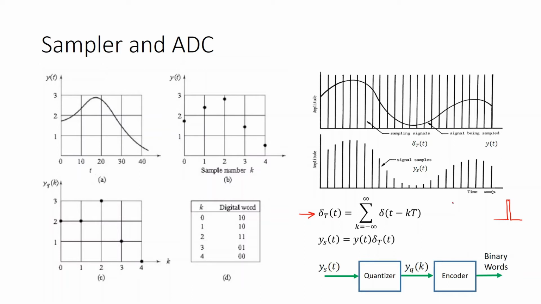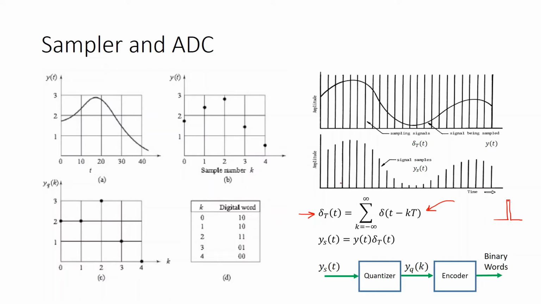However, for the purpose of mathematical representation, we represent it as impulses. This is an approximation, of course, but it eases the mathematical computation greatly, without any appreciable loss of accuracy in the mathematical representation. So that's why we use the impulse train.